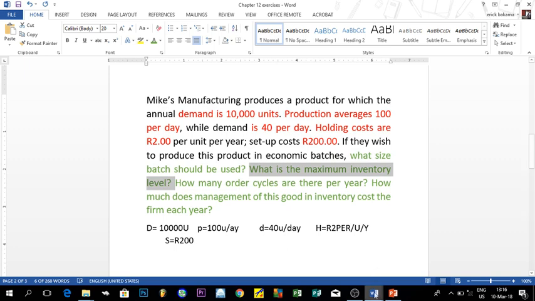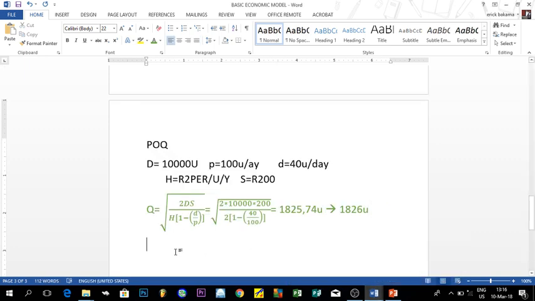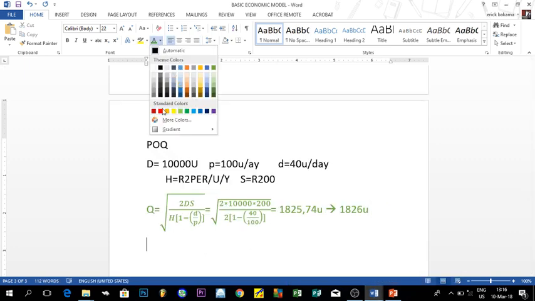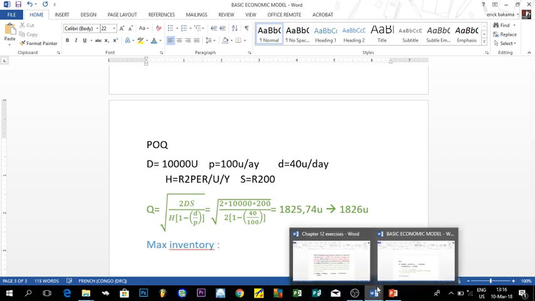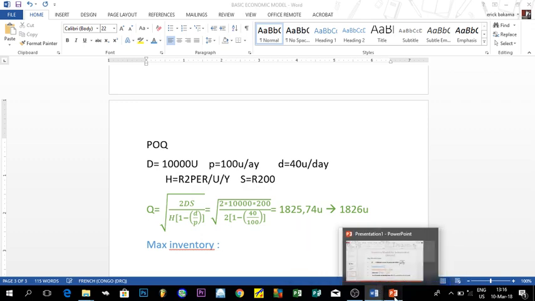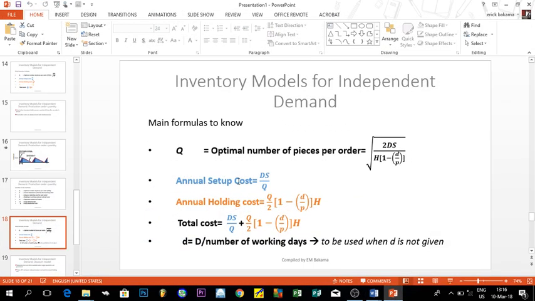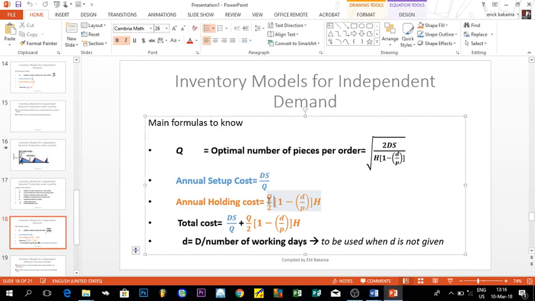Now for the maximum inventory level, I'm going to use another color. Let me use blue. So we're going to find the maximum inventory. Based on my slide, this is the formula that we need to use for the holding cost. So it's Q divided by 2, and then we multiply by 1 minus D divided by P, and then H.